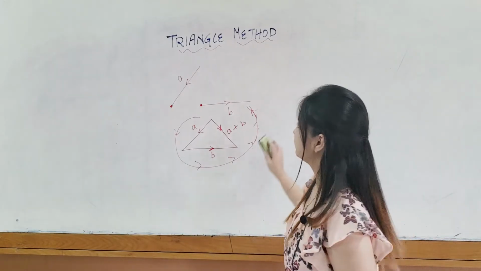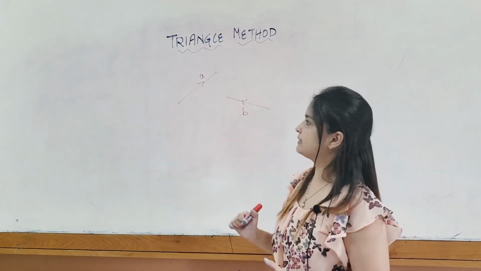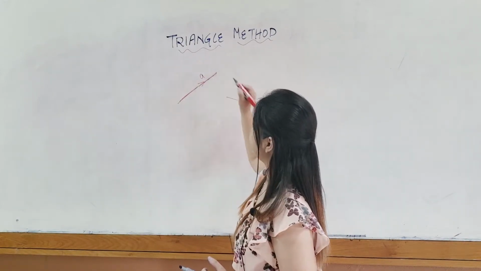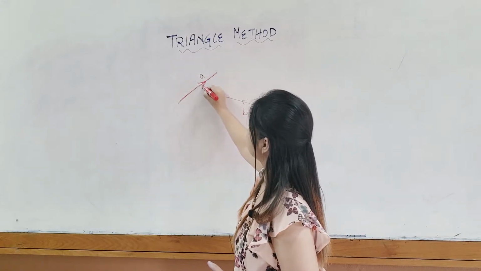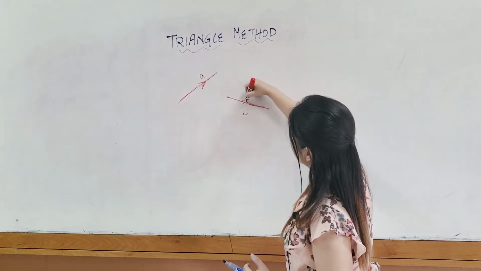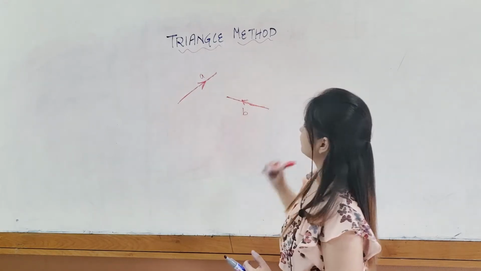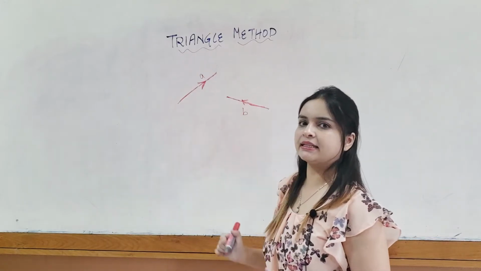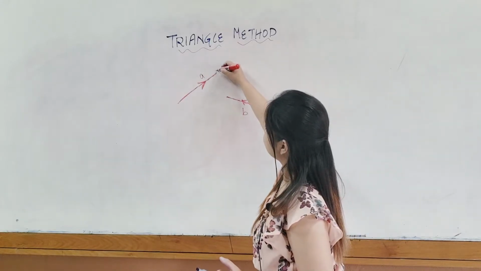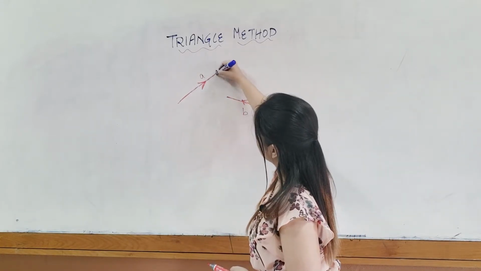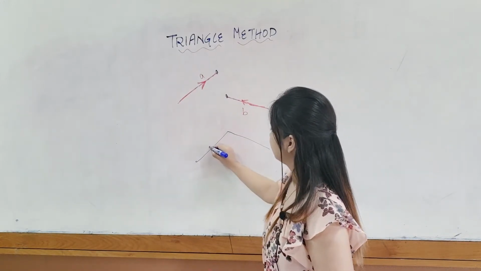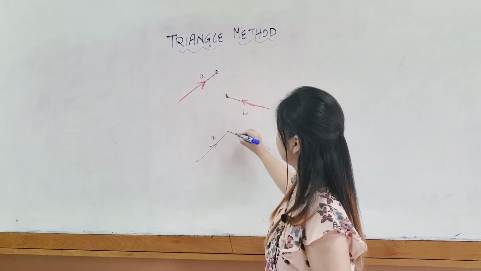One more example. Okay, third example. In this example, you can see this is my vector A with direction like this. This is my vector B. Okay, direction like this. Now, find the resultant of these two vectors A and B. How will you join? If you join this end and this end, let's try. This is A, this is B.